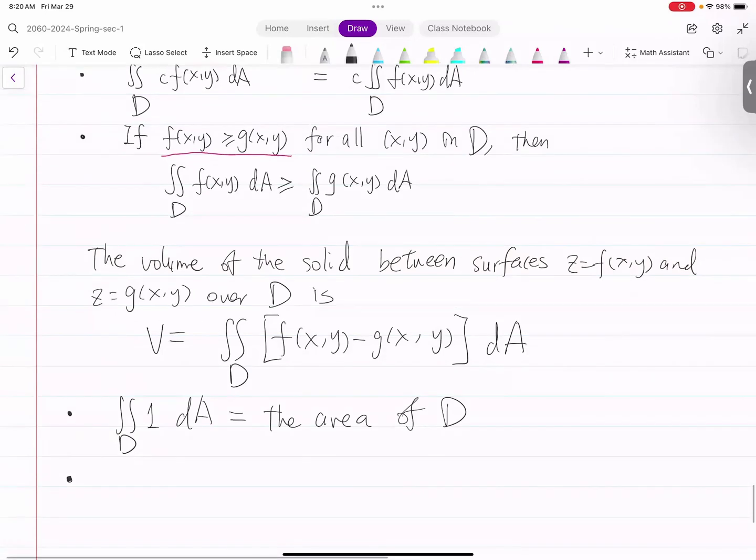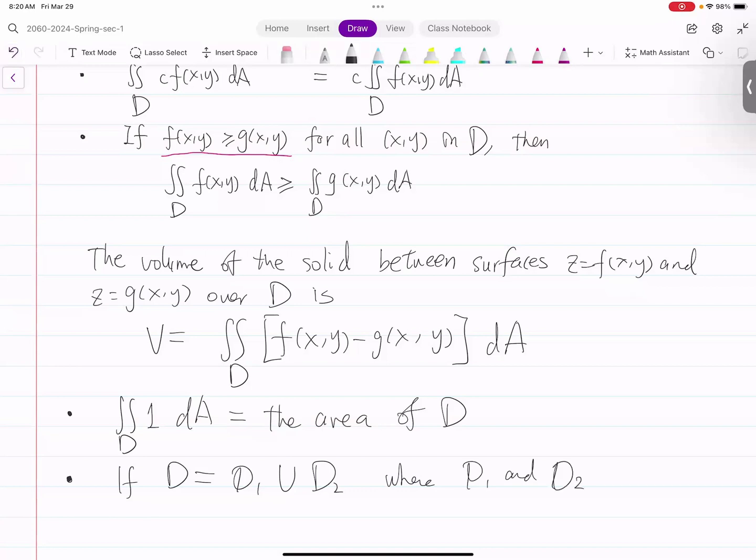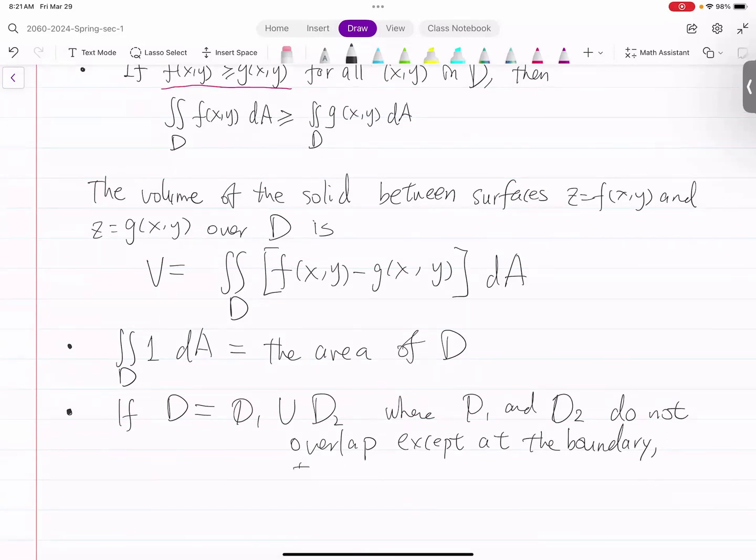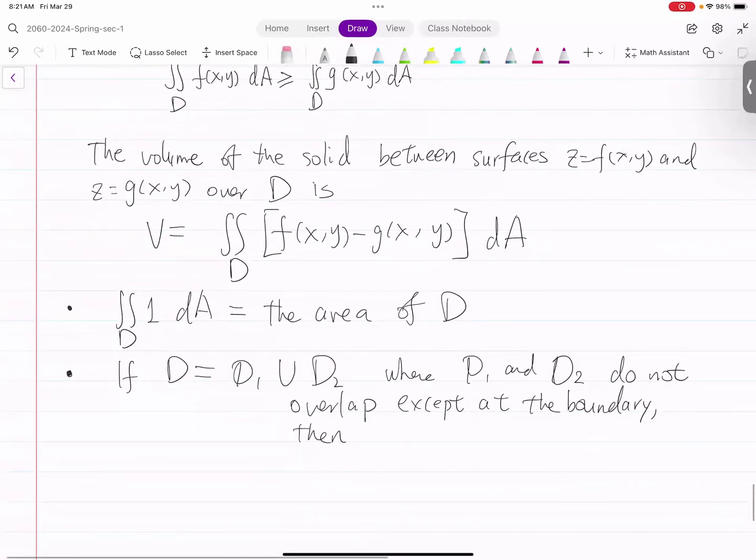And then, if cap D equals the union of two regions, D1 and D2, that do not overlap except at the boundary, then of course we can write the double integral over the region D into the sum.